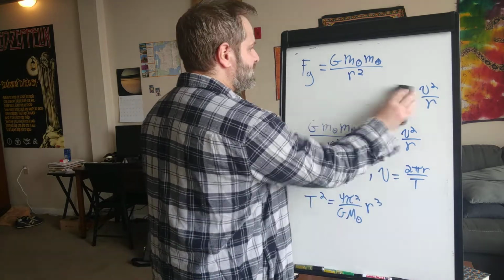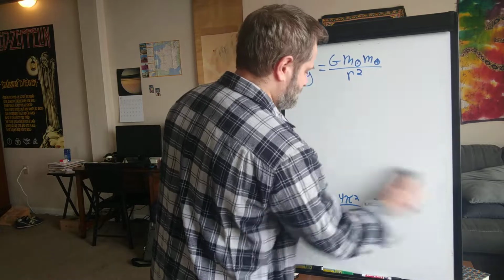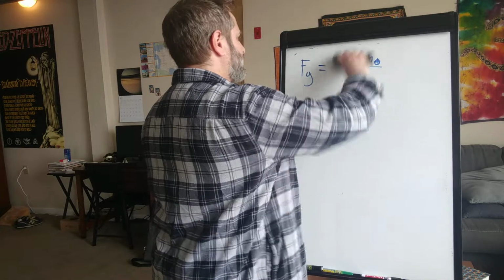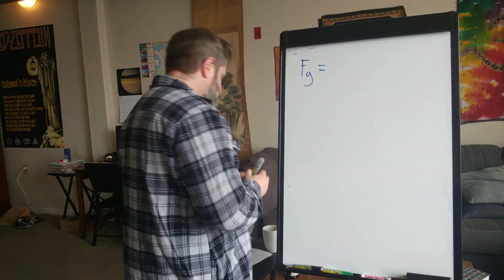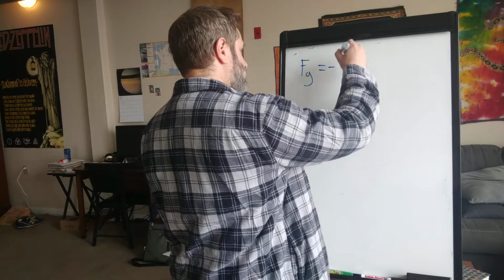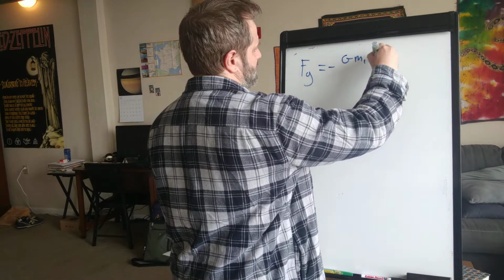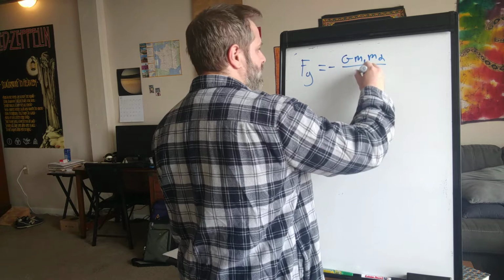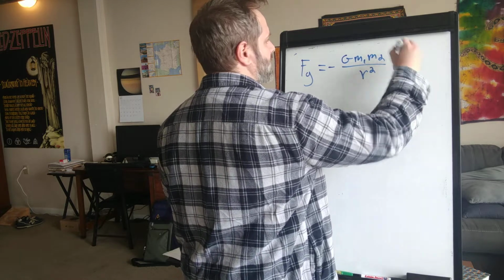Next thing I'm going to write is just this thing again, but more general. So the force of gravity equals G m1 m2 over r squared, r hat.